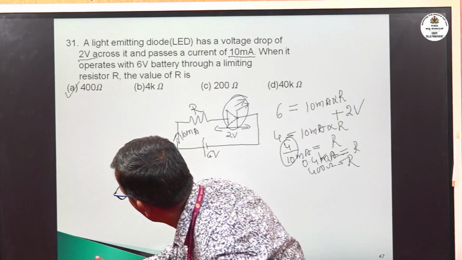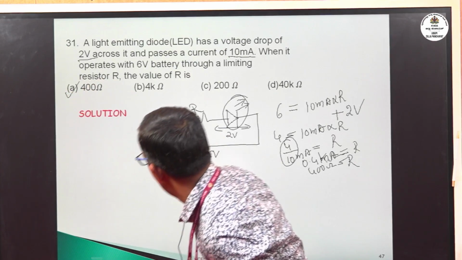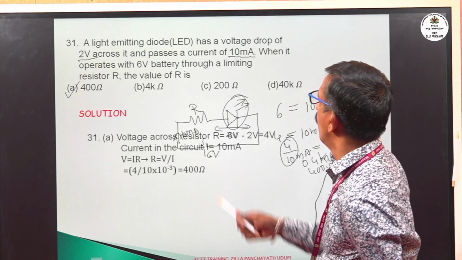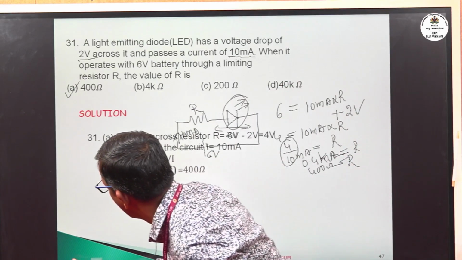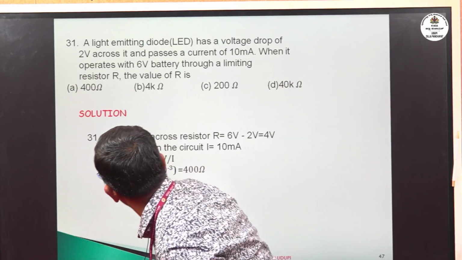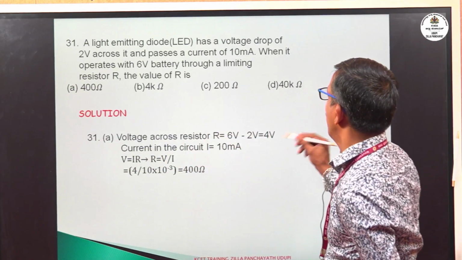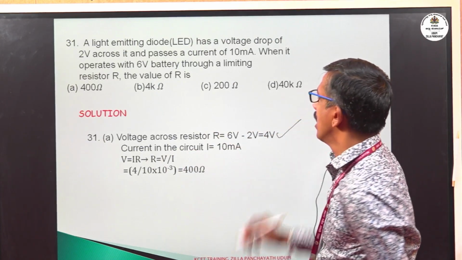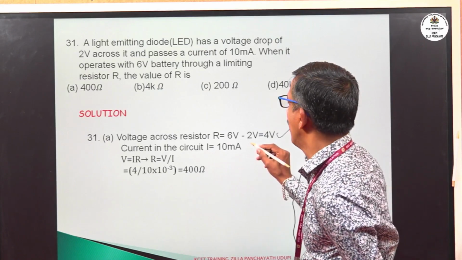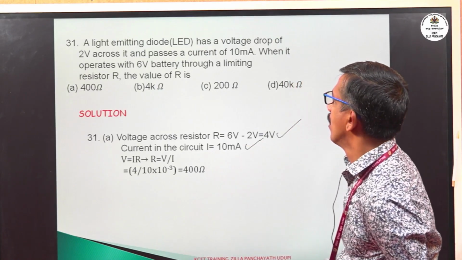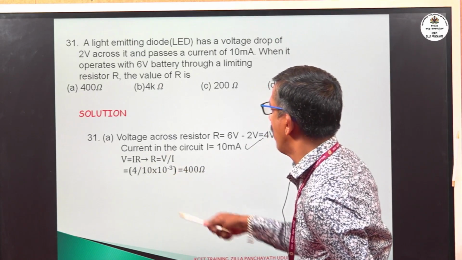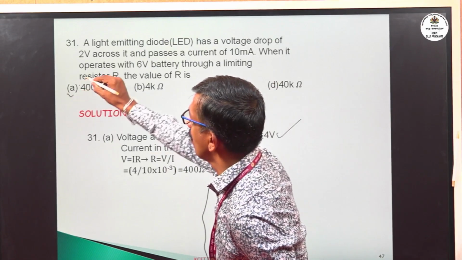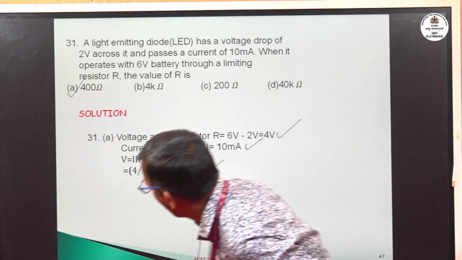Now we move on to the solution. Voltage across the resistor R is 6 volt minus 2 volt, which is nothing but 4 volt. Current in the circuit I is 10 milliampere. We know V is equal to I into R, so R is equal to V by I. If I simplify, we get 400 ohm. So option A is the right answer for question number 31.